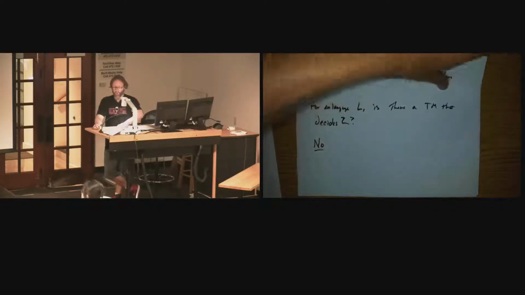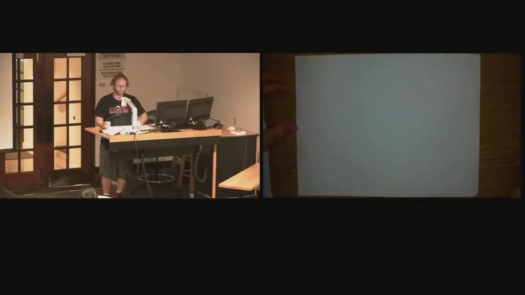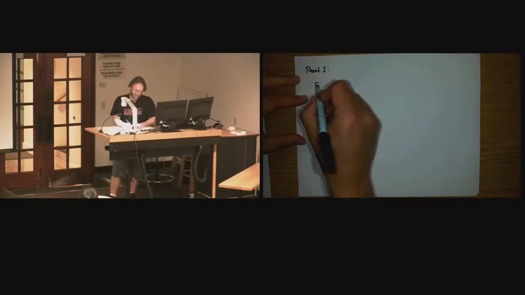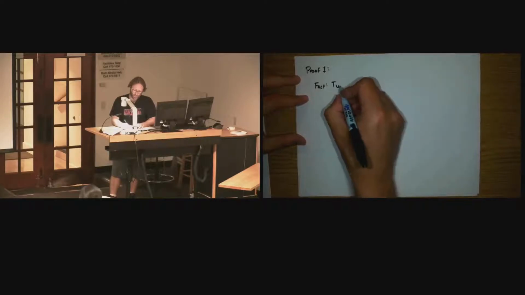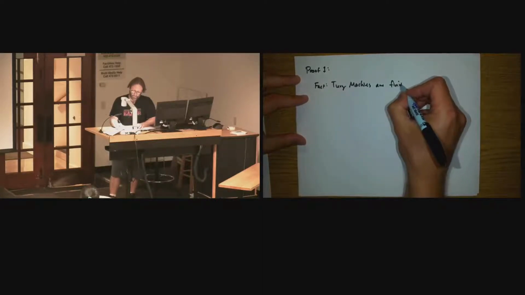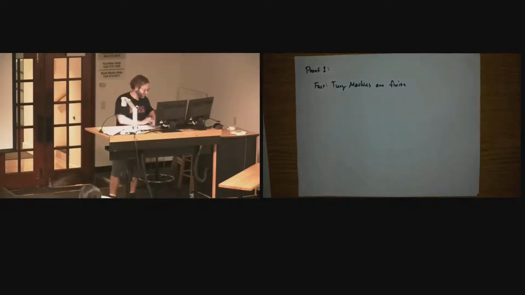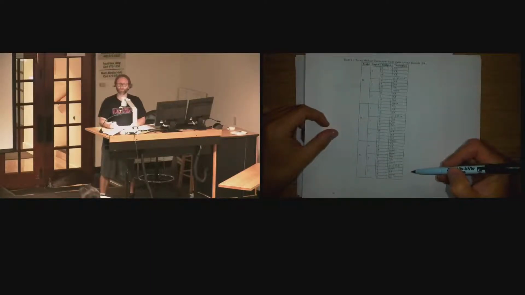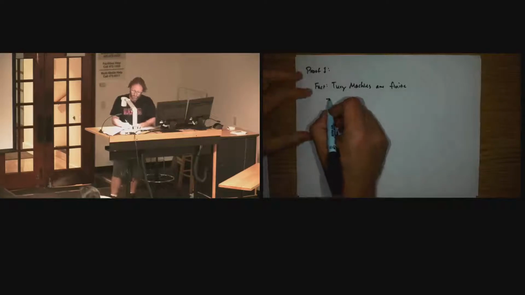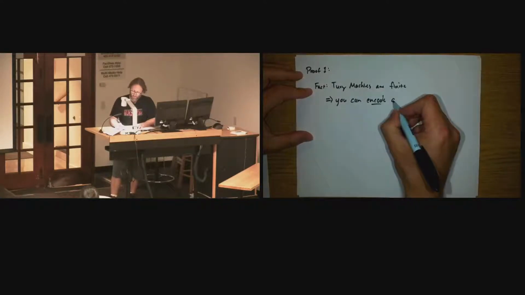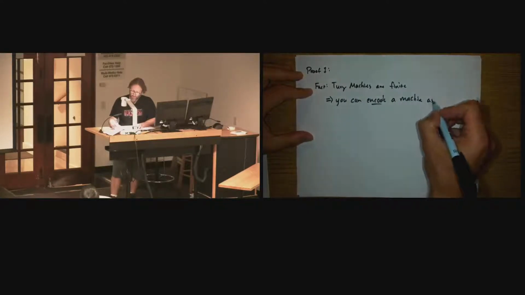So I'm going to appeal to your mathematics side and show you proof 1. Fact: Turing machines are finite. Here's a Turing machine that I just showed you. All it was was a bunch of transition states. This is finite. There's only a finite number of rows here. If a Turing machine is finite, then you can encode a machine as a string.